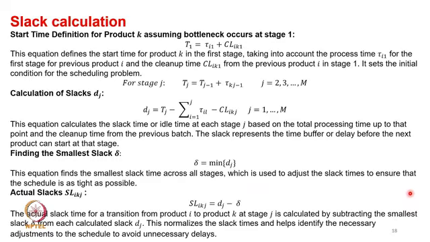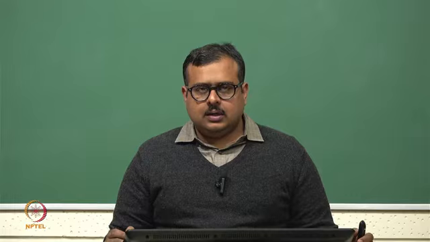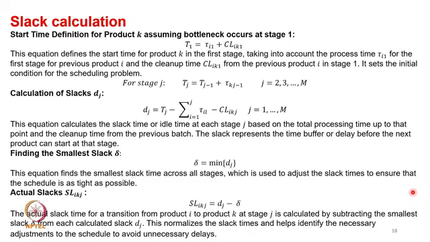The next part of the lecture would show how to systematically calculate the slack time. So, we need to define a start time for the product, assuming that the bottleneck occurs at stage 1. Let us assume that T1 is equal to Ti1 plus Clik1. This equation defines the start time for the product K in the first stage, taking into consideration the process time Ti1 for the first stage of the previous product I, and the cleanup time Clik1 from the previous product.